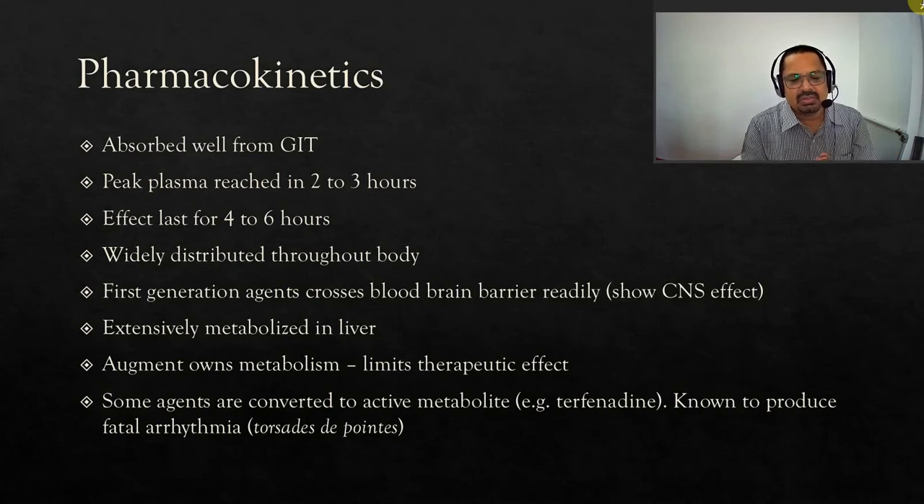First generation agents cross the blood-brain barrier and show CNS effects, which may contribute to side effects like drowsiness and sedation. They are extensively metabolized in the liver, and they augment their own metabolism, so they limit their therapeutic effect. So they stimulate their own metabolism in the liver, and their therapeutic effect is self-limiting. Some agents are converted to active metabolites, so they may produce fatal arrhythmia. The metabolite which is produced is active and therefore may lead to accumulation of the drug and fatal arrhythmia.